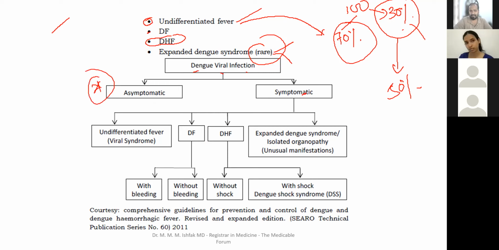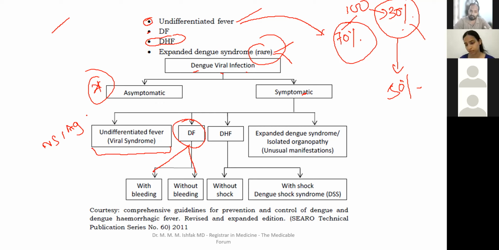Now, the symptomatic ones can come in various presentations. It could be an undifferentiated viral fever, where you wouldn't be able to differentiate from other infections unless you do an NS1 antigen. Right? Next is dengue fever. Now, the dengue fever spectrum has two components. They can come with bleeding manifestations or without bleeding manifestations.